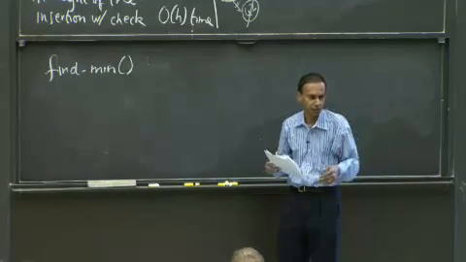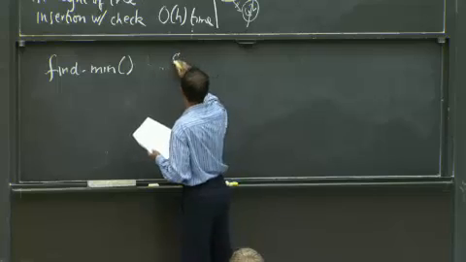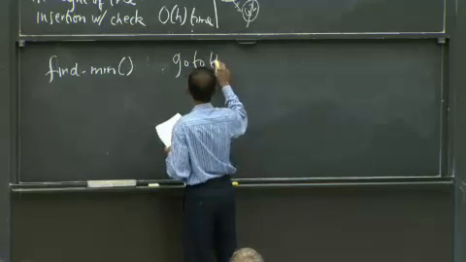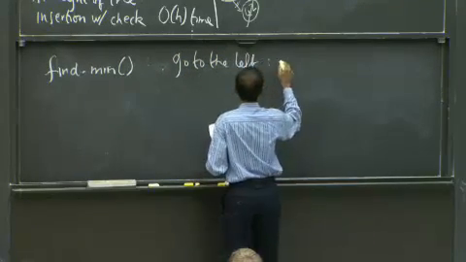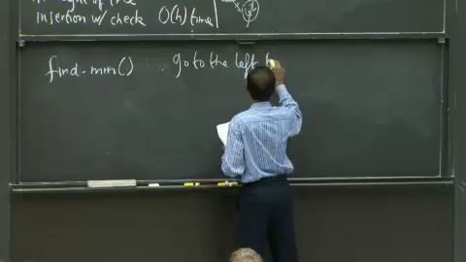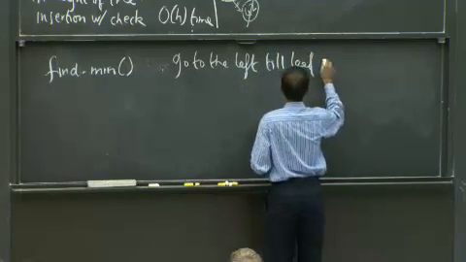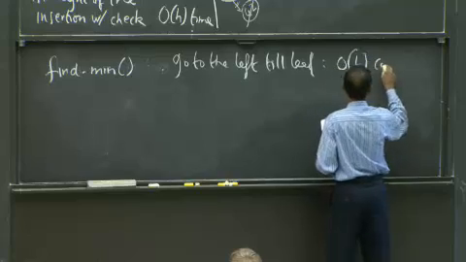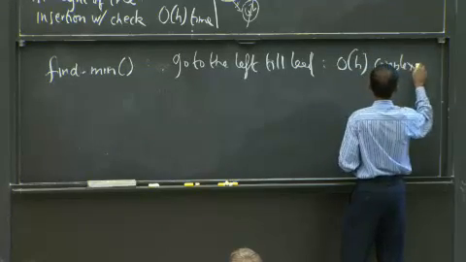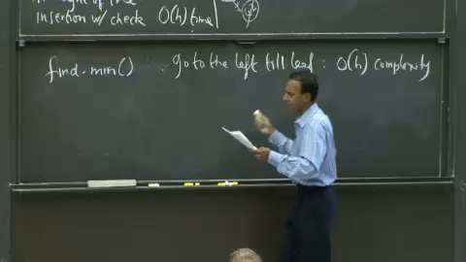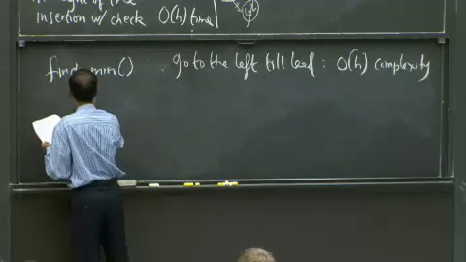Is the height, order h. All right, it's order h complexity. Go to the left till you hit a leaf, and till leaf, order h complexity. Okay, same thing for max. And then you can do a bunch of things. I'll put these in the notes.